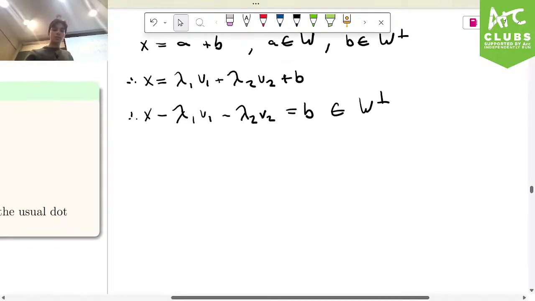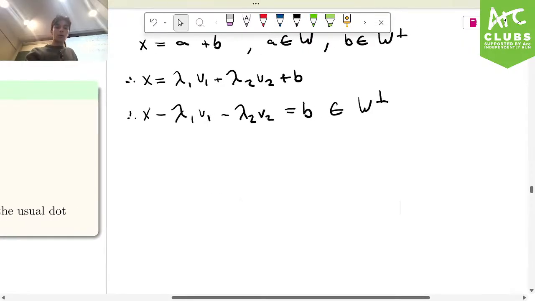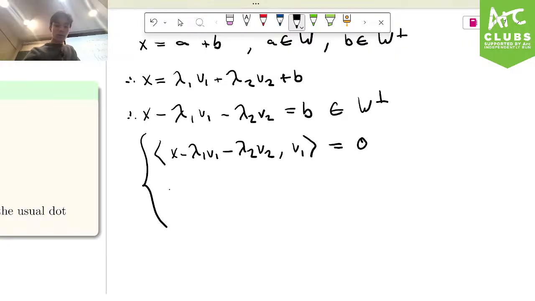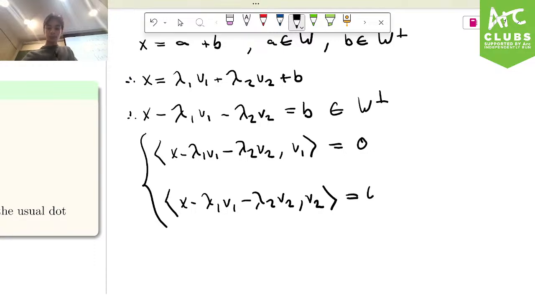Which by definition means whatever we have on the left-hand side here is going to be perpendicular to anything in W, right? So the natural choice of what to take the inner product with is going to be V1 and V2. So now we know that X minus lambda 1 V1 minus lambda 2 V2 inner product with V1 is equal to 0, and X minus the same thing all over again, inner product with V2 is equal to 0 too.